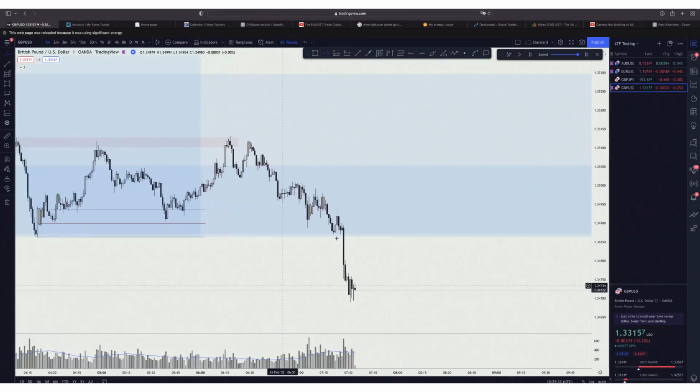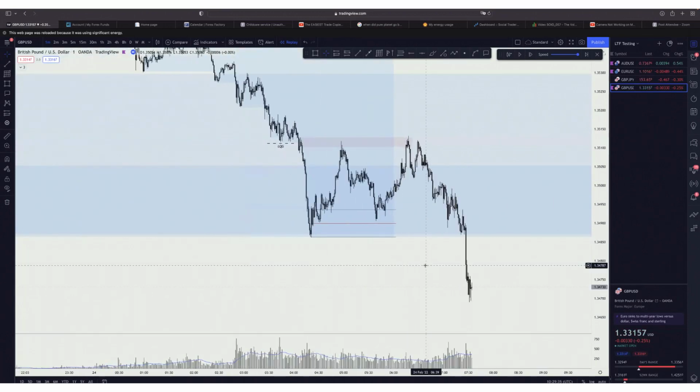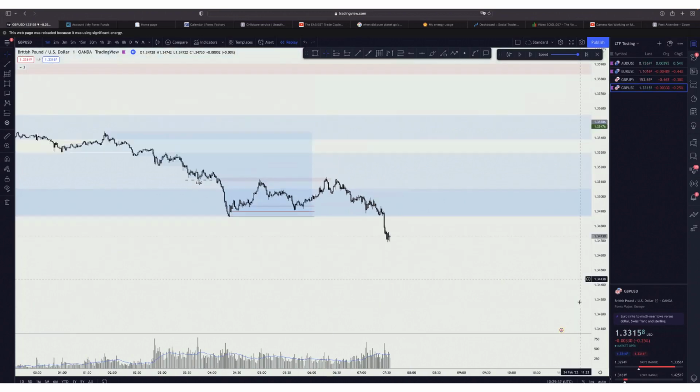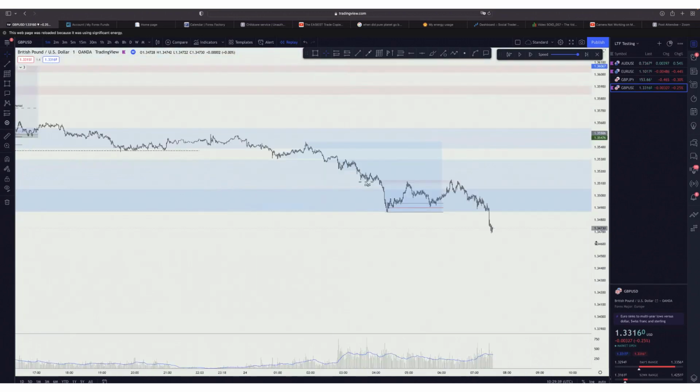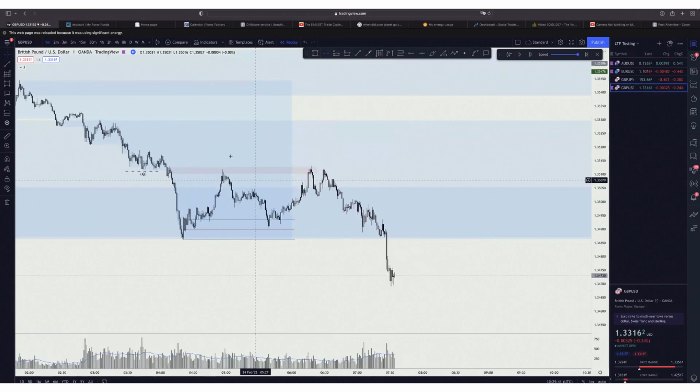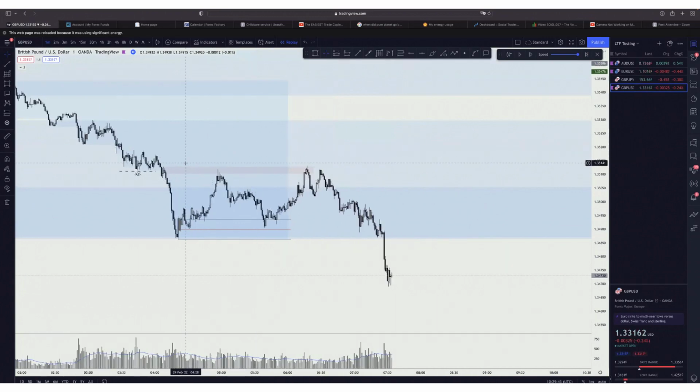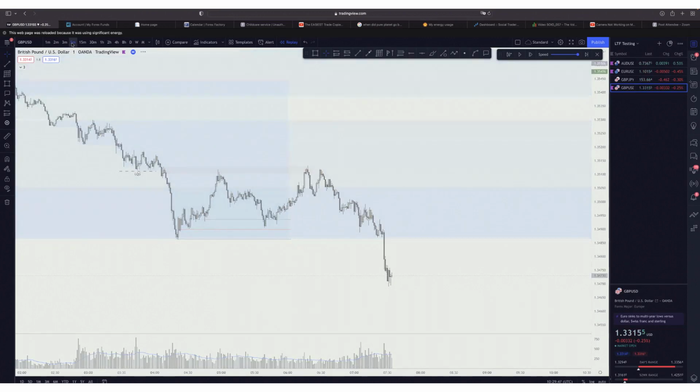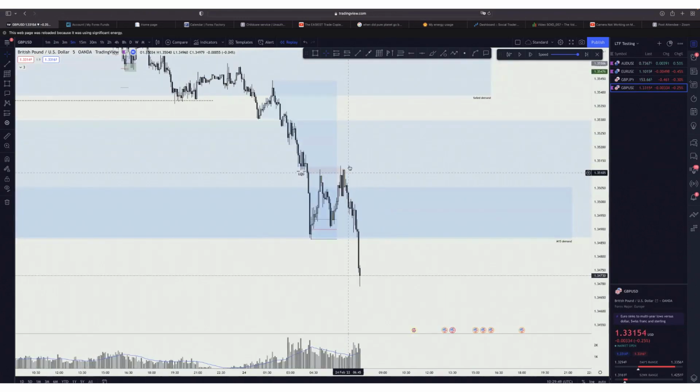Yeah, buy demand, yes. That's another demand. I'm struggling with the areas where I'm selecting. Price just keeps going back there. Maybe the better trade in this situation would have been a short from this 5-minute supply.